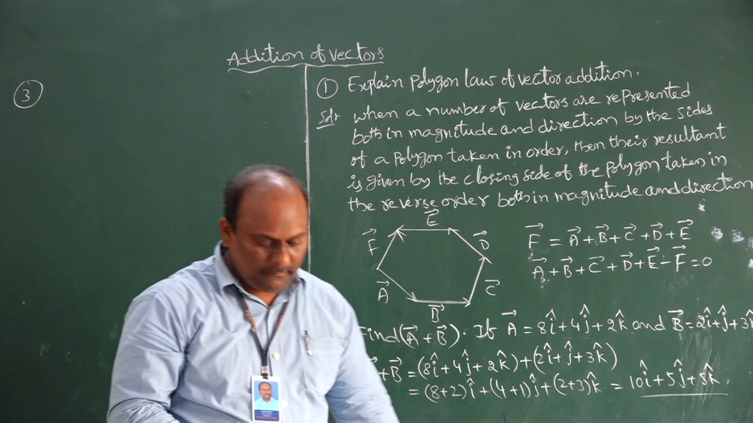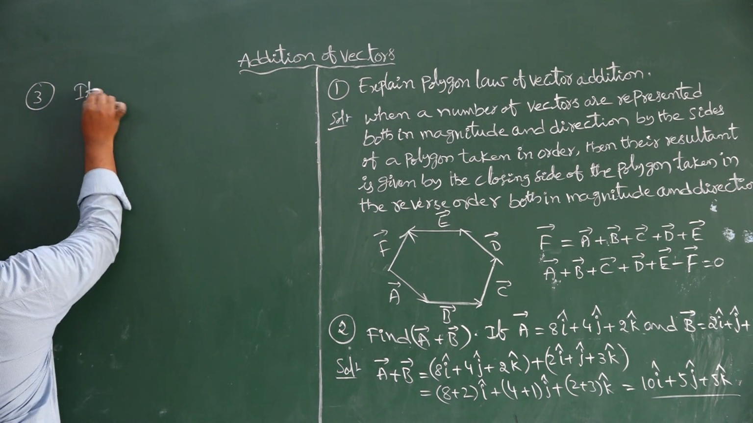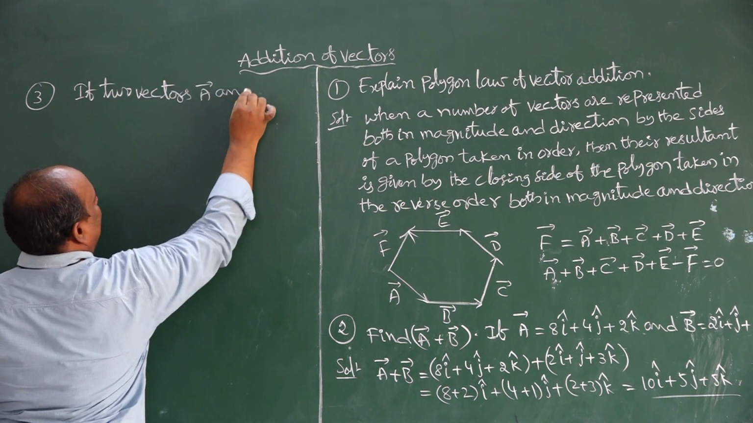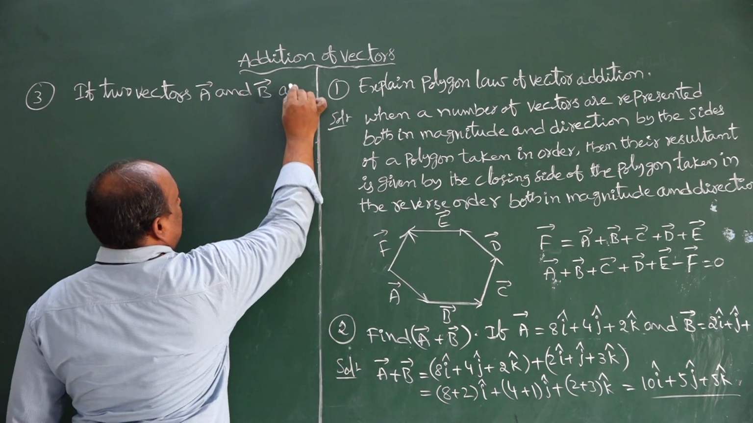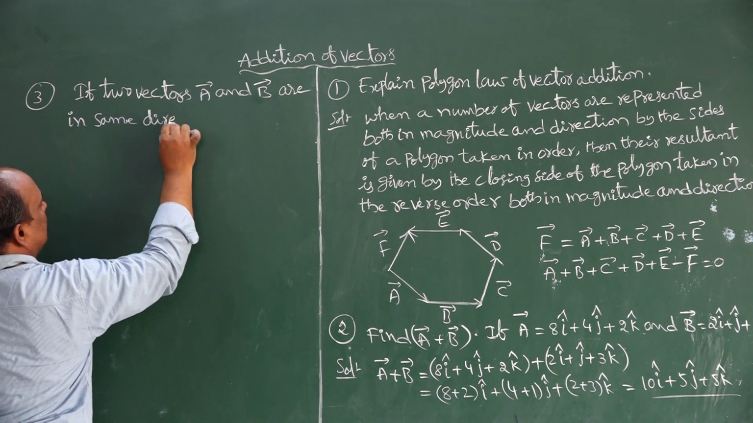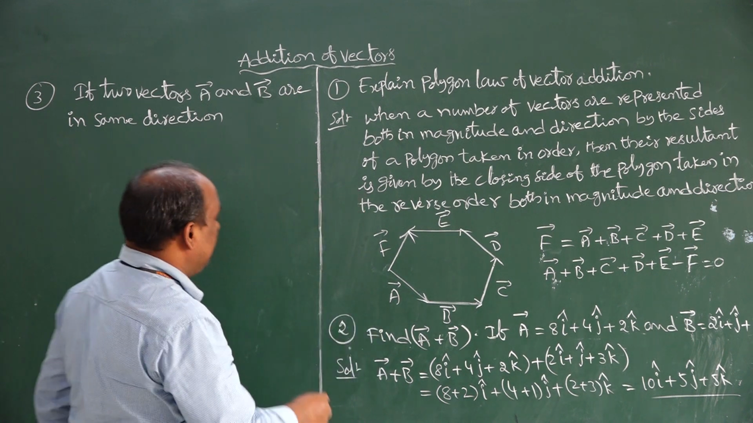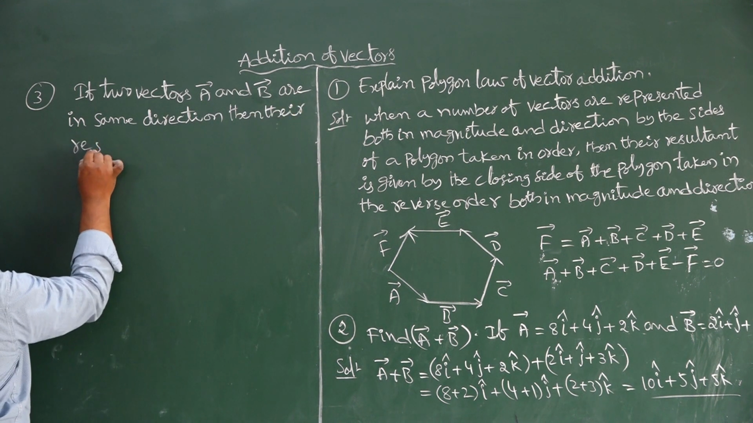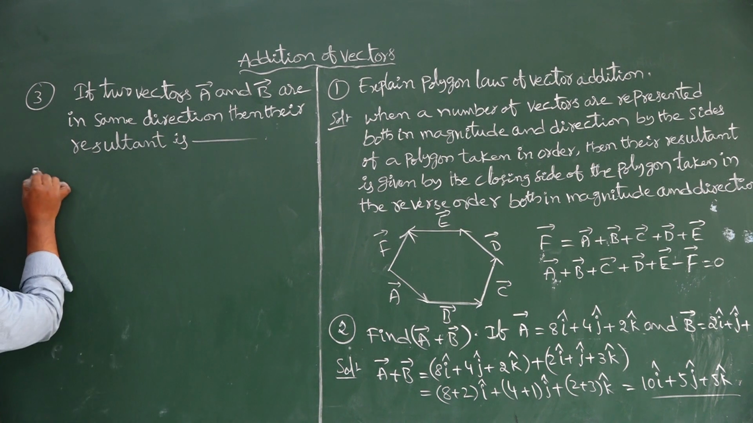Question number 3. If two vectors A bar and B bar are in the same direction, then their resultant is dash.